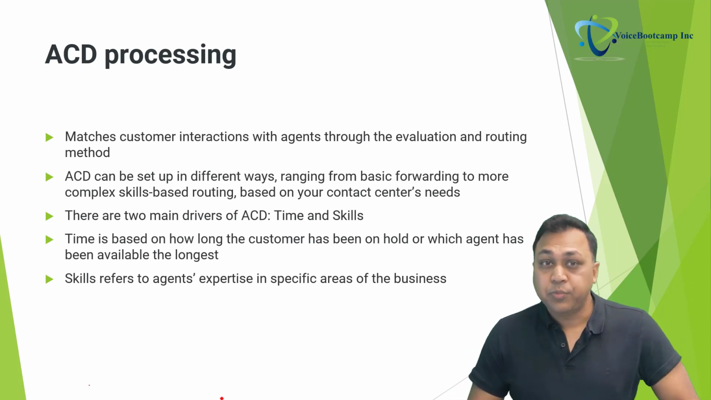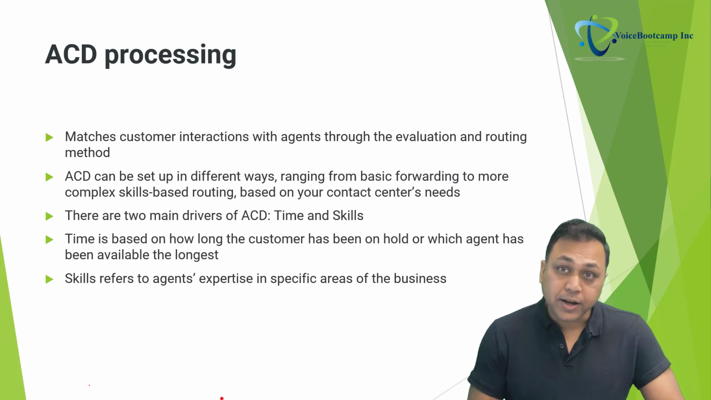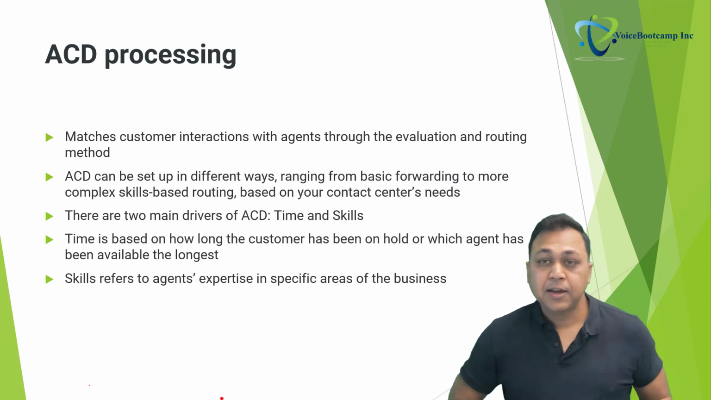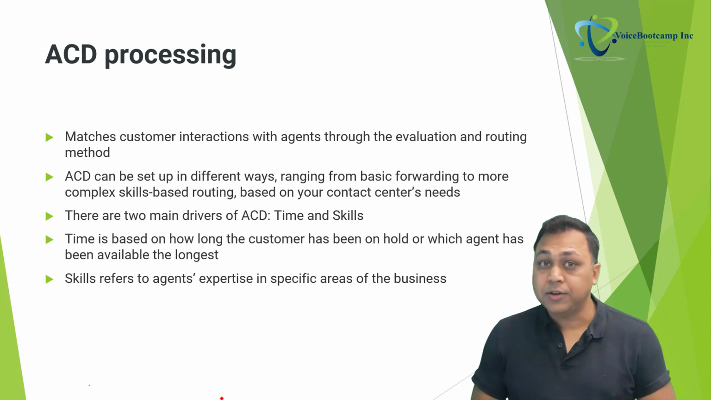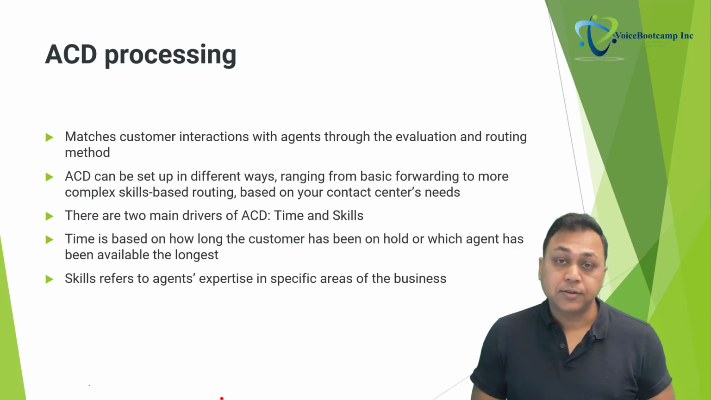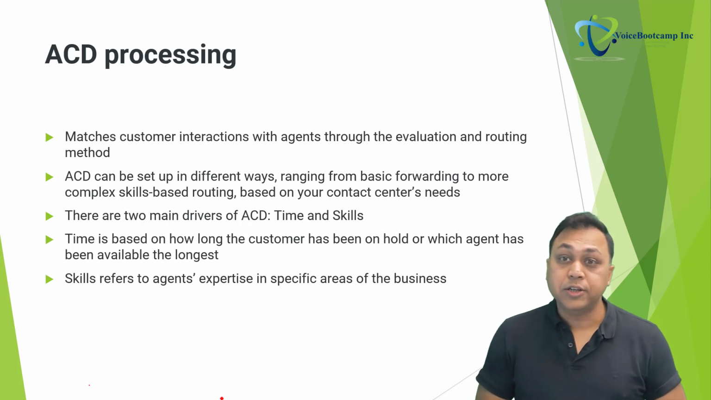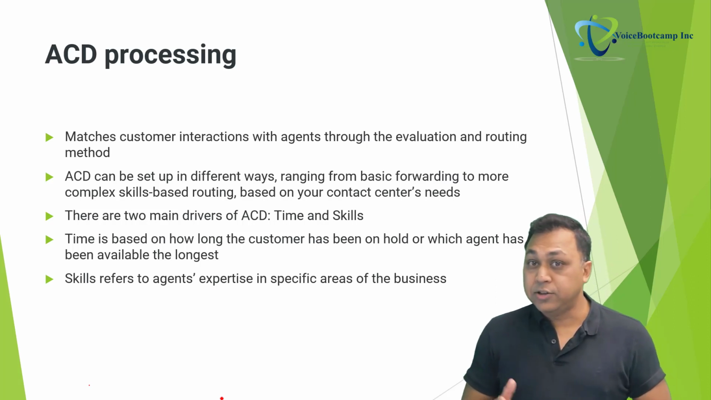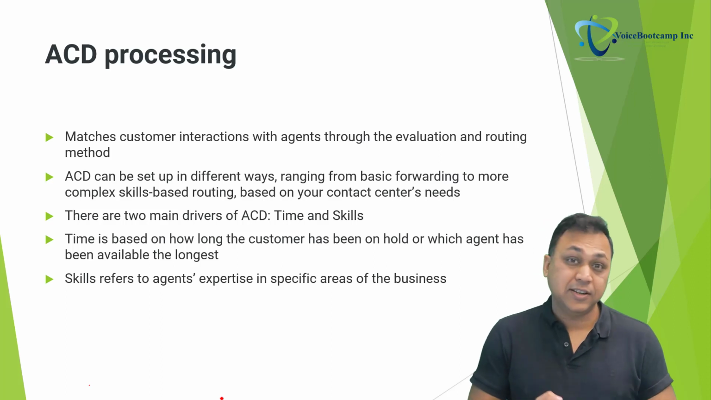Now, the ACD processing. The Genesys Cloud ACD dynamically matches customer interactions with agents through the evaluation and routing method, which is specified in your queue settings. Customer interactions are usually processed by an agent with the right skill set in the shortest amount of time. ACD can be set up in different ways, ranging from basic forwarding to more complex skills-based routing, or it can be based on your contact center needs. Now, there are two main drivers of the ACD, time and skills.